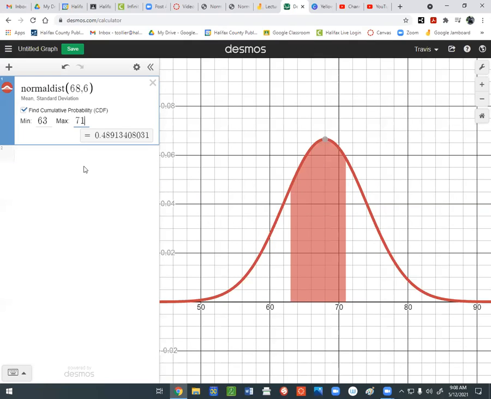My decimal is 0.4891. We can write that as a percentage, 48.91%.